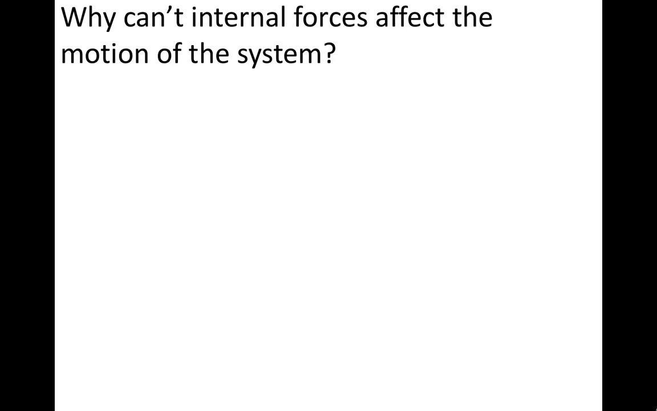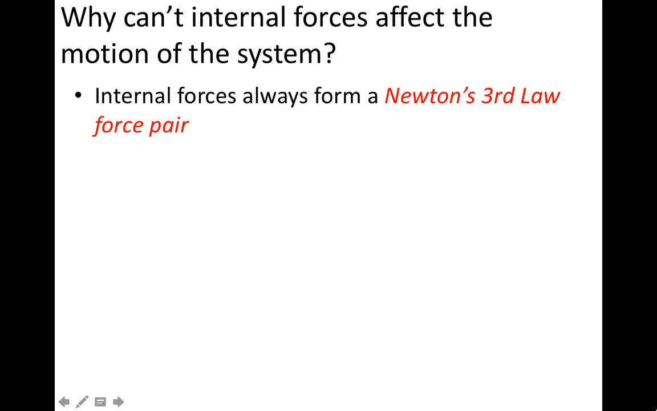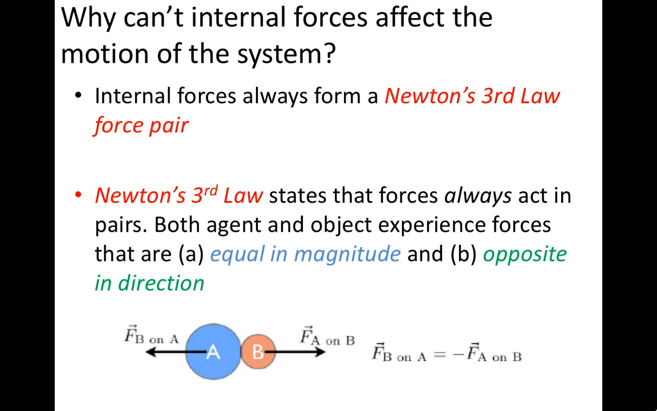But why aren't internal forces able to affect the motion of the system? Well, it's because they always form a Newton's third law force pair. And to remind you of what Newton's third law says, it states that all forces are always going to act in pairs. And the agent and object are going to experience forces that are equal in magnitude and opposite in direction. So the internal forces exerted between objects within the system involve both the object and the agent. And so these two forces are always going to cancel each other out for the system as a whole.